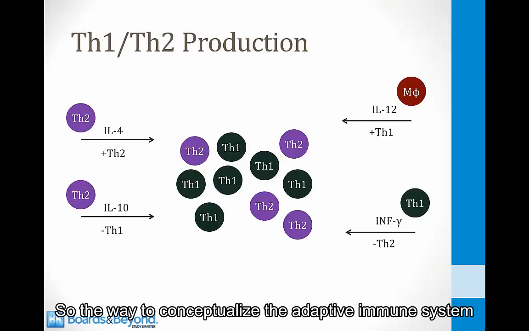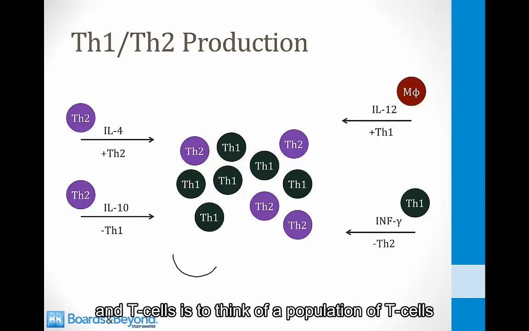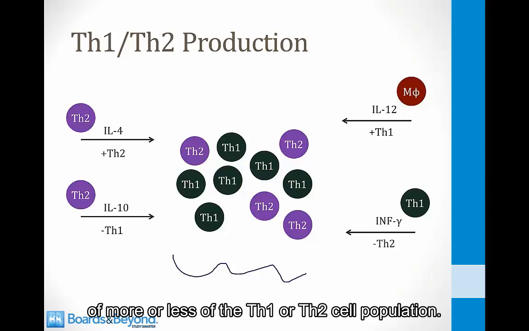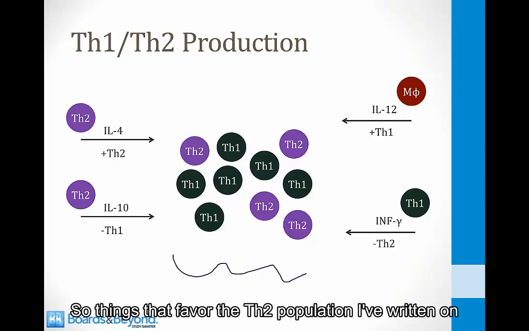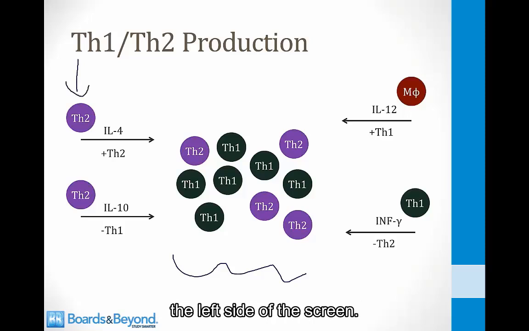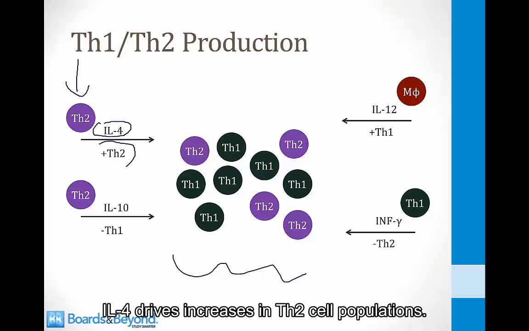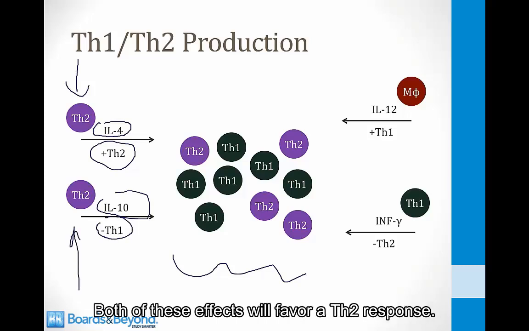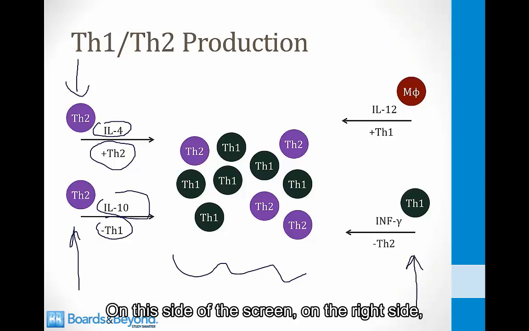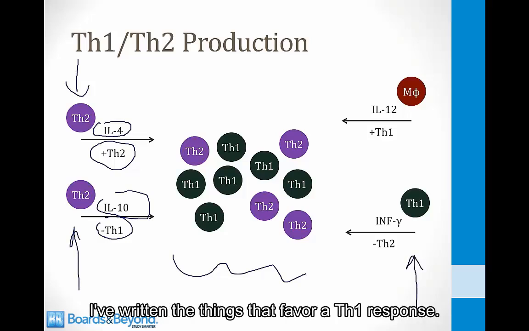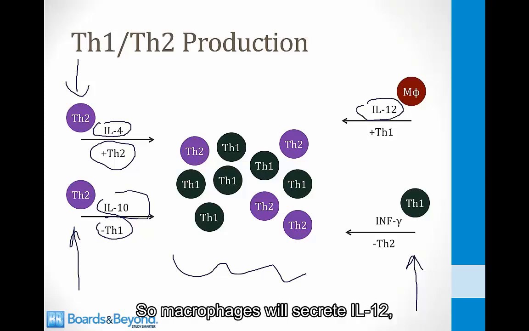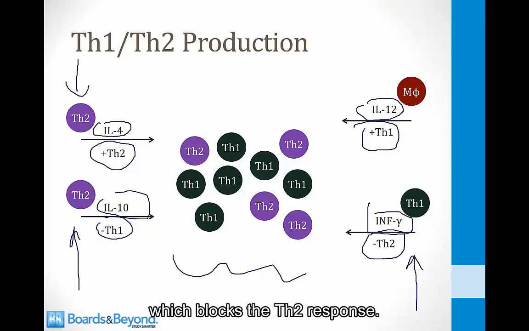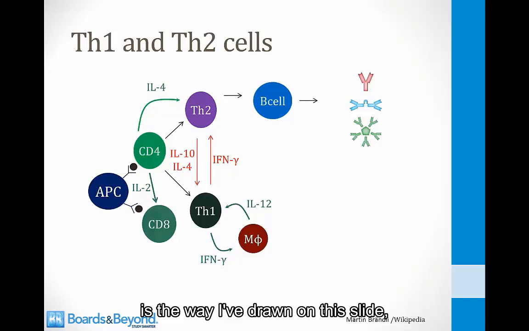So the way to conceptualize the adaptive immune system and T cells is to think of a population of T cells, and the local cytokine environment is favoring formation of more or less of the Th1 or Th2 cell population. So things that favor the Th2 population I've written on the left side of the screen. IL-4 drives increases in Th2 cell populations, and IL-10 shuts down the production of Th1 cells. Both of these effects will favor a Th2 response. On this side of the screen, on the right side, I've written the things that favor a Th1 response. So macrophages will secrete IL-12, and that favors a Th1 response, and Th1 cells will secrete interferon gamma, which blocks the Th2 response.